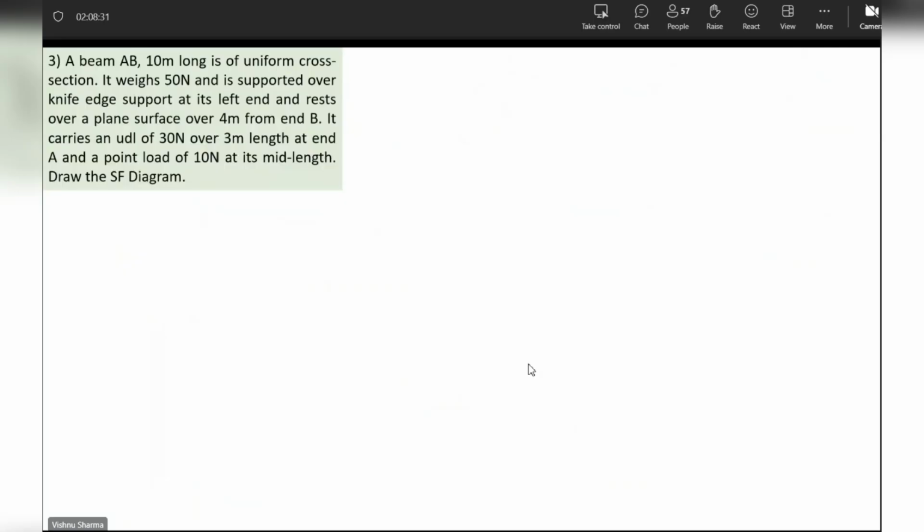Okay. We take one more, in which I have created, this is only for practice purposes. I've created everything, mixed up everything, and please participate. A beam AB 10 meter long is of uniform cross section. So the beam is of uniform cross section. As I'm reading, I am also making the diagram.